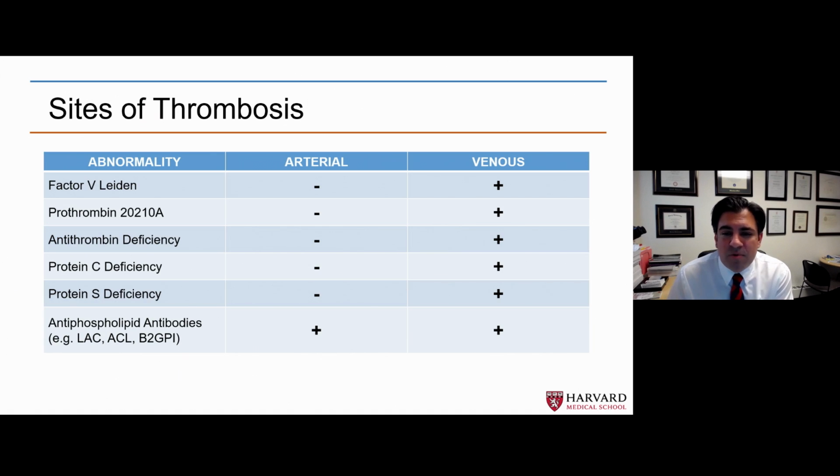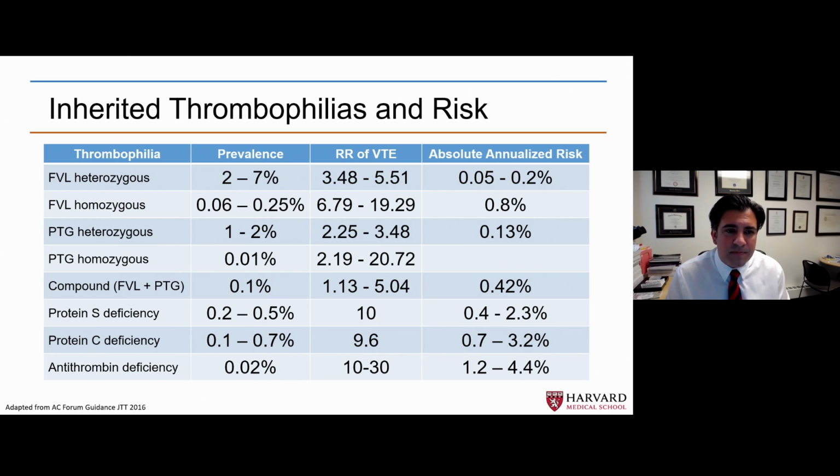When we think about sites of thrombosis, it's also important to recognize that most of the hypercoagulable tests, certainly the inherited thrombophilias, increase the risk of venous thrombosis, but have negligible or no effect on arterial thrombosis. That's in contrast to the antiphospholipid antibodies, in which you see both arterial and venous thrombosis. When we also think about the inherited thrombophilias and risk, it's important to recognize that most patients that have an inherited thrombophilia will never have a blood clot, and most patients that have blood clots don't have inherited thrombophilias.